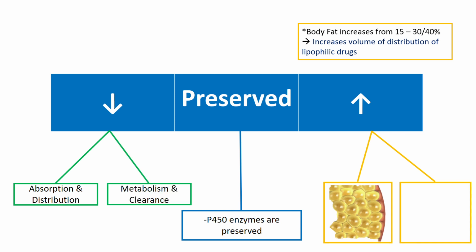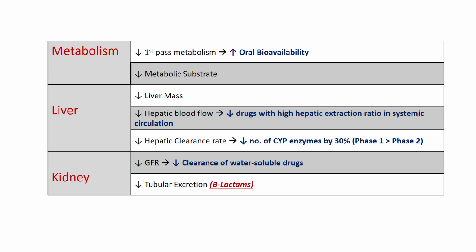Now let's move to the metabolism and clearance. For metabolism and clearance, we will start first with general factors about metabolism. First pass metabolism decreases, and this consequently leads to increased oral bioavailability, and this item is very important because it came before in one of the MCQ questions. Metabolic substrate decreases, and this is mainly concerned with paracetamol because glutathione decreases, and this affects paracetamol metabolism. For the liver, almost everything decreases.